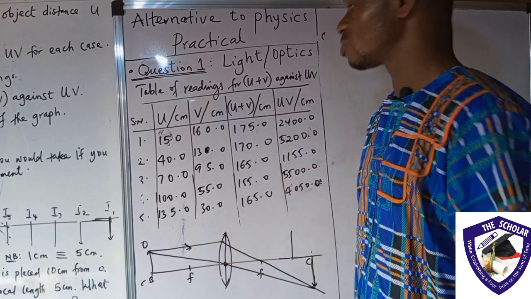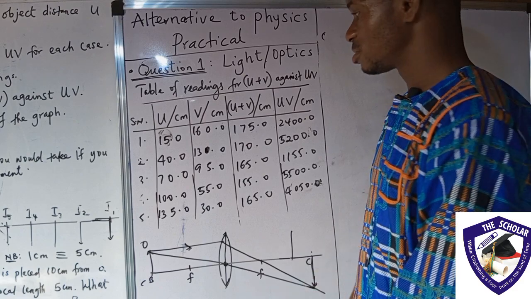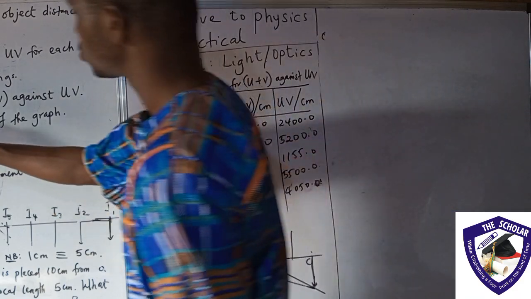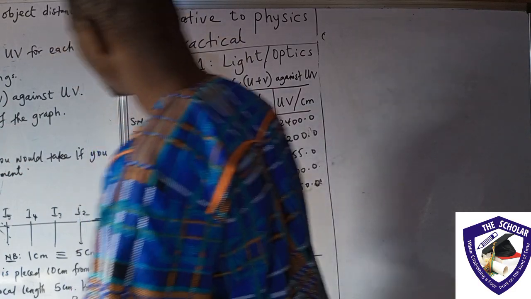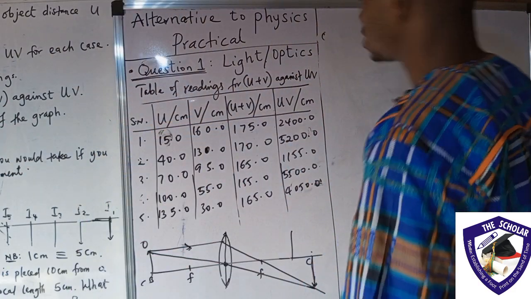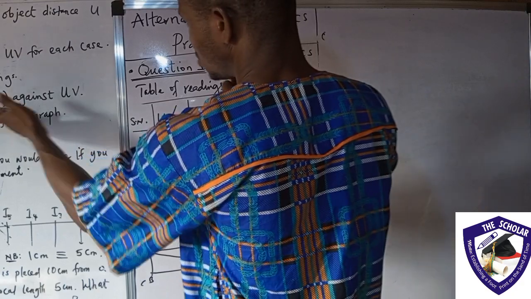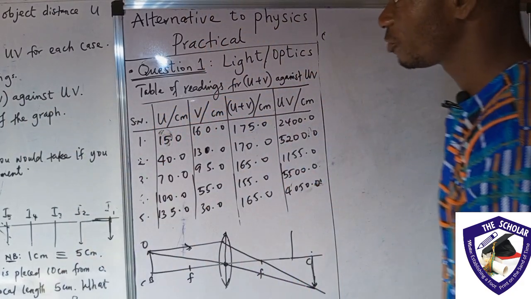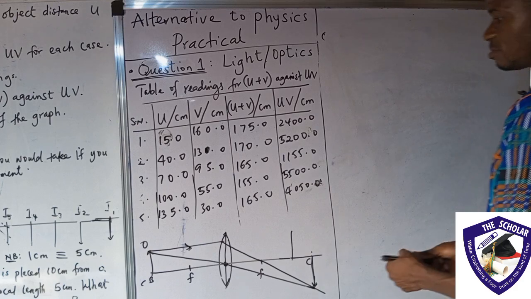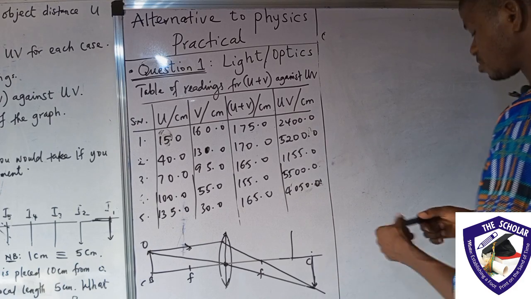All these are what you look out for when marking your exam. Now you have to tabulate and then plot the graph of U plus V against UV. That means on the vertical axis we are going to have U plus V, and on the horizontal axis we are going to have UV. So how do you pick your scale? Based on what you have here.